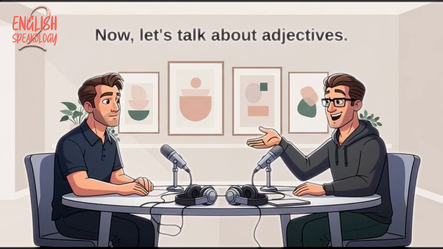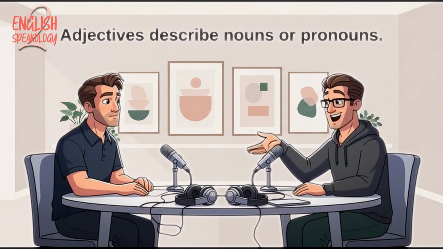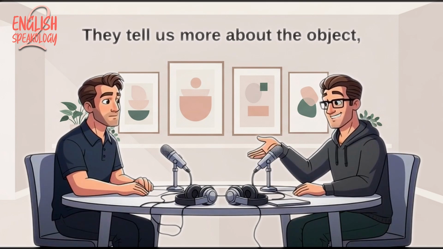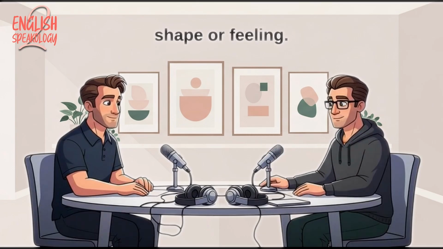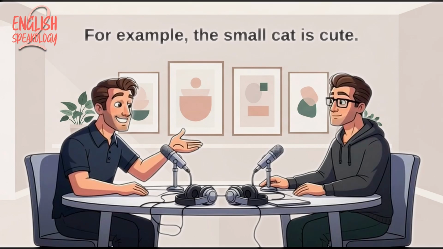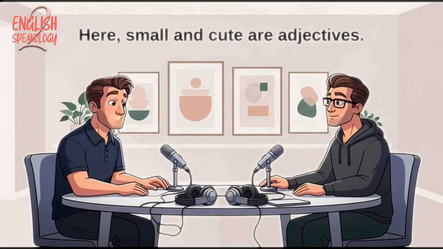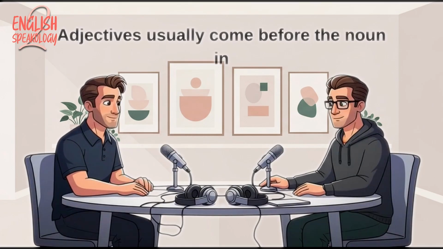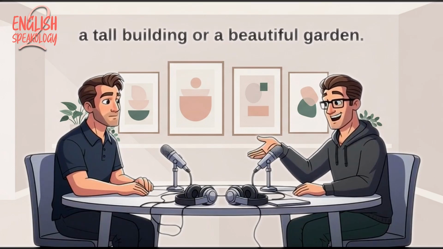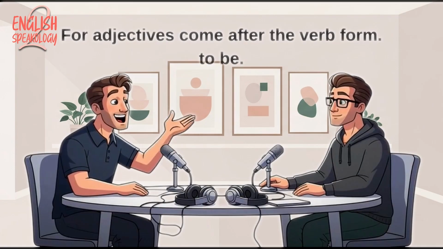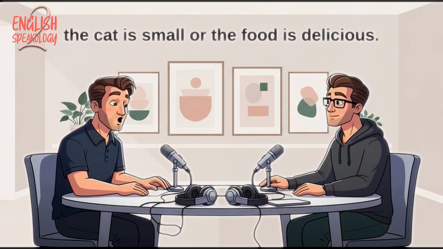Now, let's talk about adjectives. Adjectives describe nouns or pronouns. They tell us more about the object, like its color, size, shape, or feeling. For example, the small cat is cute. Here, small and cute are adjectives. Adjectives usually come before the noun in English. For example, a tall building or a beautiful garden. Some adjectives come after the verb to be. For example, the cat is small or the food is delicious.